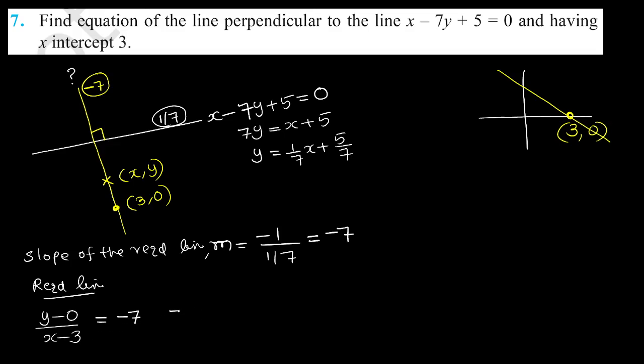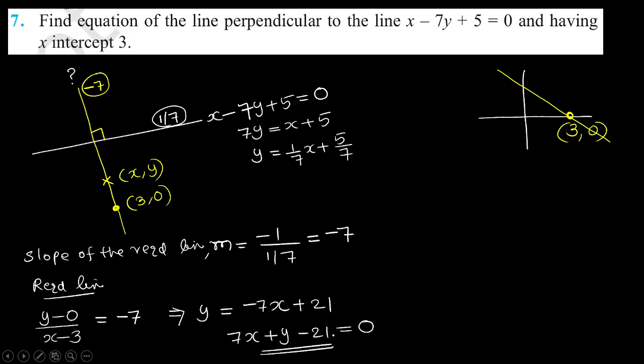Cross multiplication: minus 7 into x, minus 7x; minus 7 into minus 3, plus 21. Arranging: if you don't arrange, don't worry, you will get full marks. Arrangement is not necessary. If you arrange, 7x plus y minus 21 equal to 0 is the equation of the line. Okay, so please write the solution. Ask me doubts.